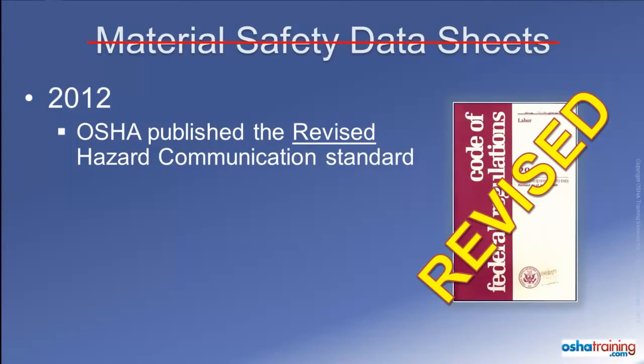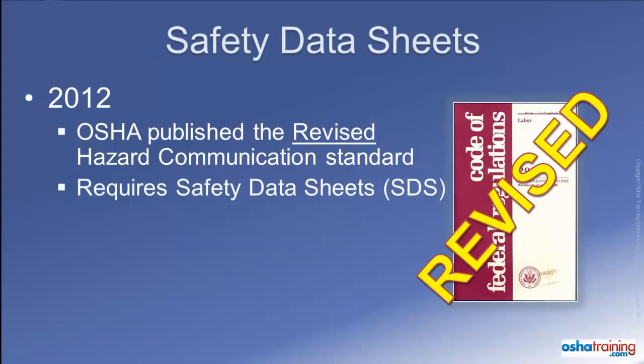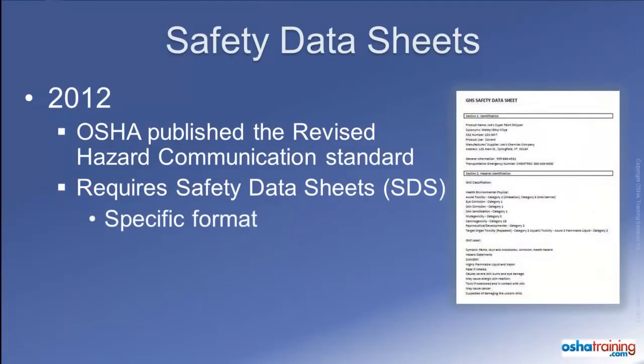Now, manufacturers and distributors of hazardous chemicals and products will have to start providing a new informational document called a Safety Data Sheet, or SDS. While the information contained on new safety data sheets is very similar to that appearing on the old MSDSs, the information will now have to follow a specific format and order.